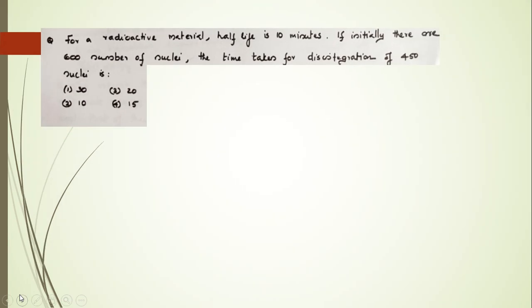For a radioactive material, half life is 10 minutes. If initially there are 600 number of nuclei, the time taken for disintegration of 450 nuclei is. So, അവിടെ ഇനിഷ്യൽ നമ്പർ ഈസ് ഗിവൺ ആസ് 600, ആൻഡ് ഇപ്പോൾ ബാലൻസ് നിൽക്കുന്ന നമ്പർ എന്ന് പറയുന്നത് ആ 600ൽ നിന്ന് 450 ഡിസെൻറ്റിഗ്രേറ്റ് ചെയ്ത് കഴിഞ്ഞാൽ we get the value as 150.